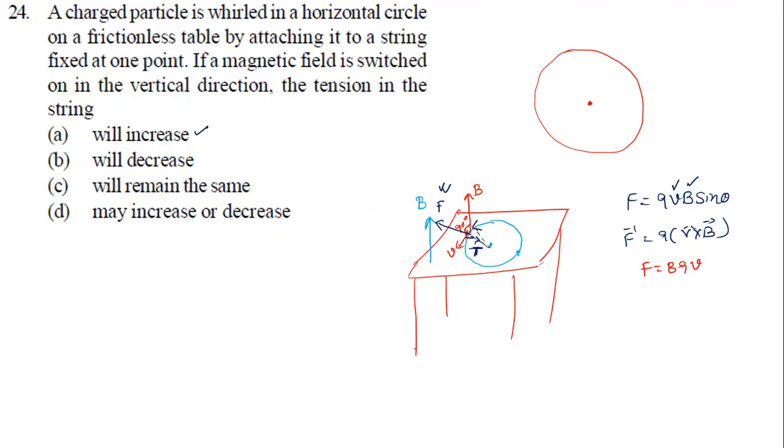Okay, so velocity will be in which direction, in this direction? The magnetic field is in the upward direction. So B is upward, V is like this, and the force will be inward towards the center. In this case, what will happen? Tension will decrease. So if it is anti-clockwise, the tension is going to increase.